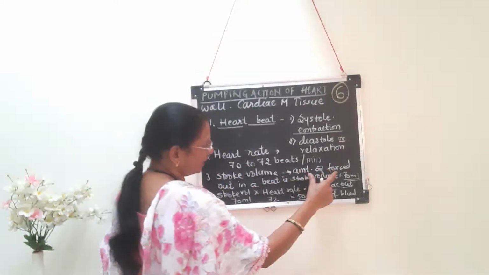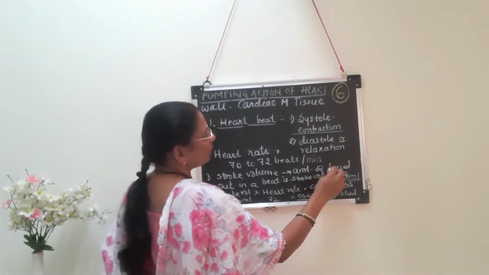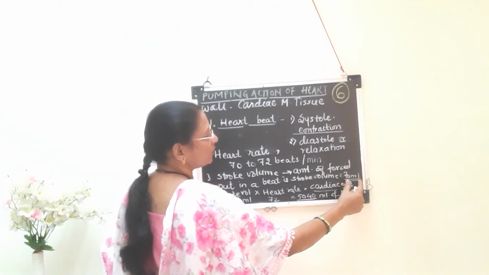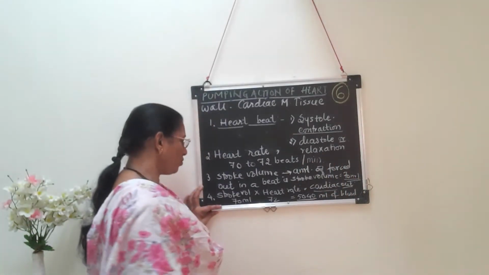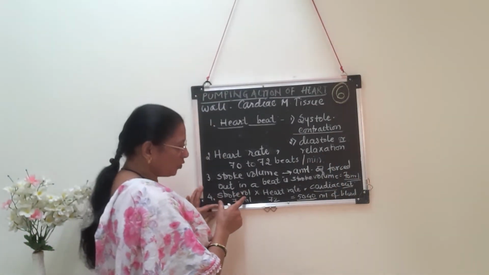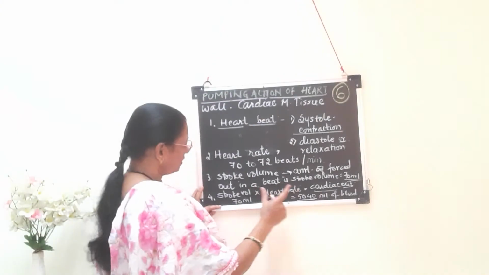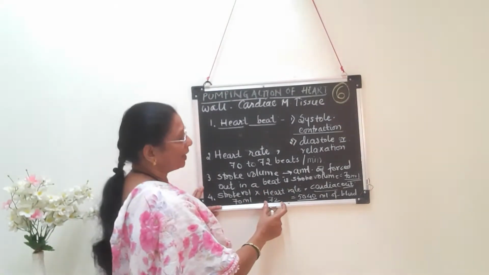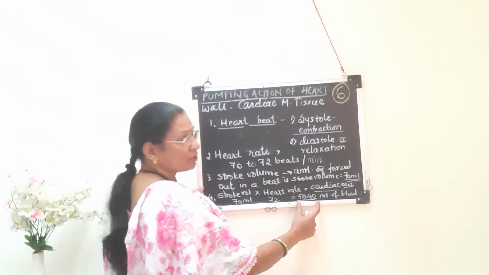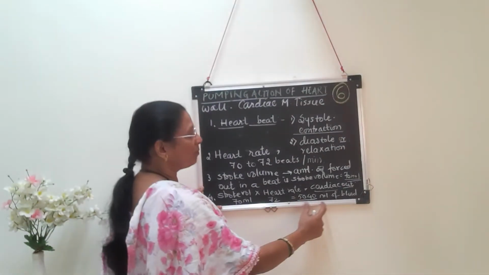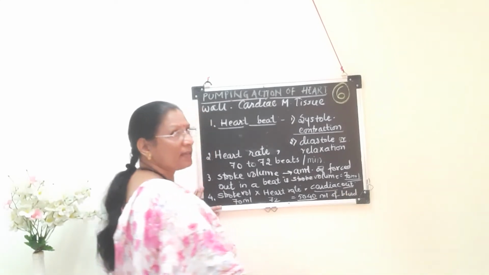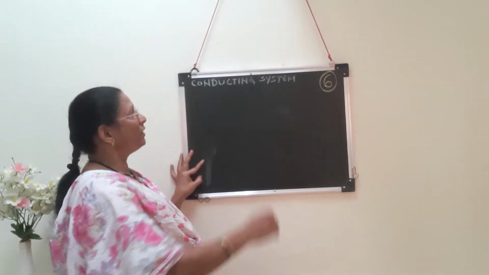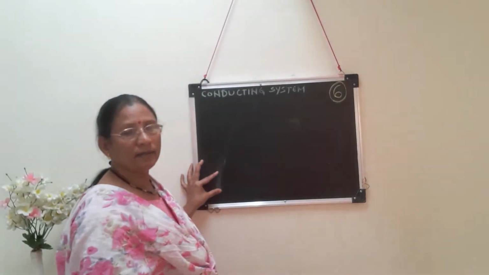It is the amount of blood which is forced out in one beat, which is 70 ml, that is called stroke volume. Then when stroke volume is multiplied by heart rate, 70 ml multiplied by 72 beats per minute, it is 5040 ml, that is approximately 5 liters of blood forced out, and this is called cardiac output. Now we are going to study the conducting system of the heart.